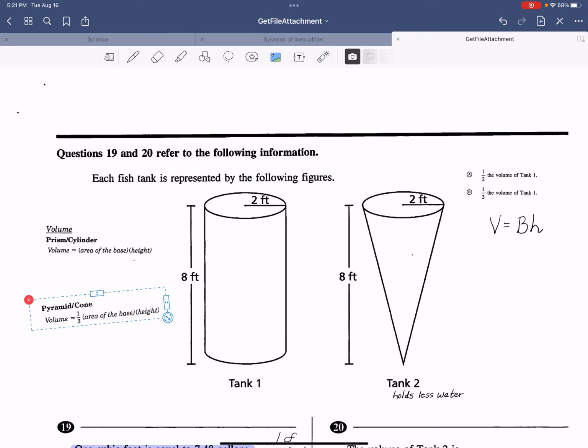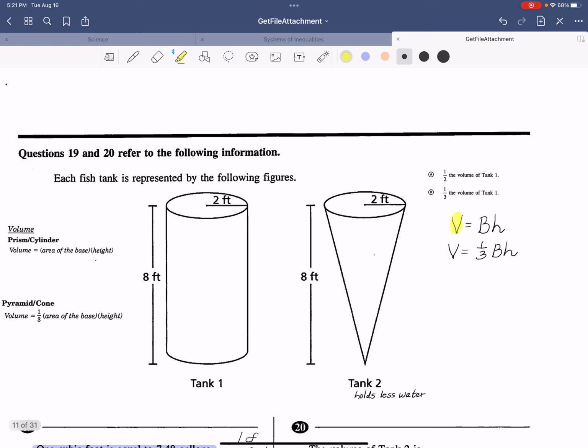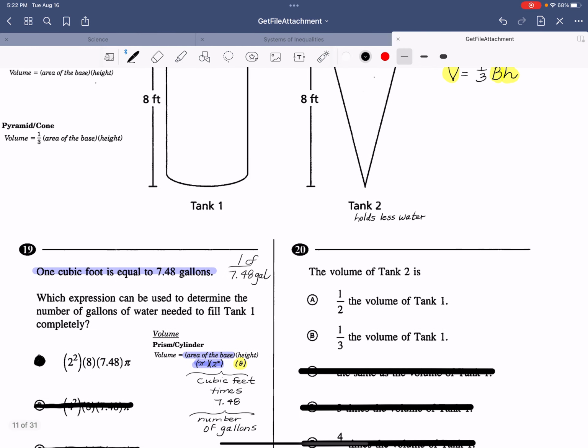Here's the cone. And the formula is, for the cone, V equals 1/3 BH. So I just need to compare the two formulas. Both of them have the V, both of them have the B, and both of them have the H. So what's true of the cone? It is 1/3 the size of the cylinder. So the answer is B.